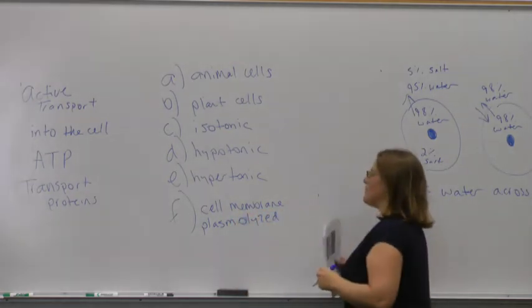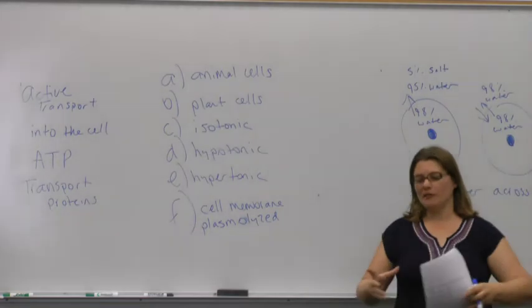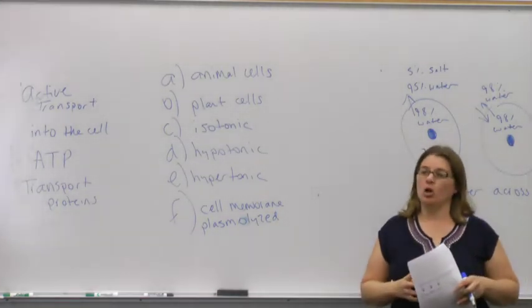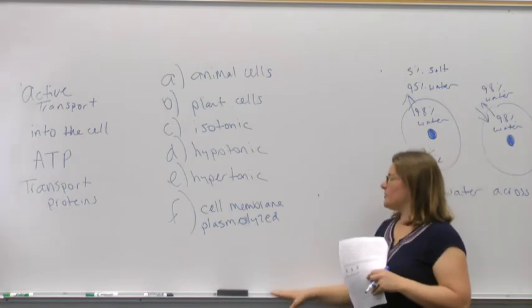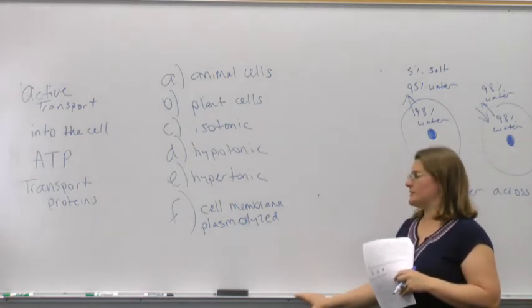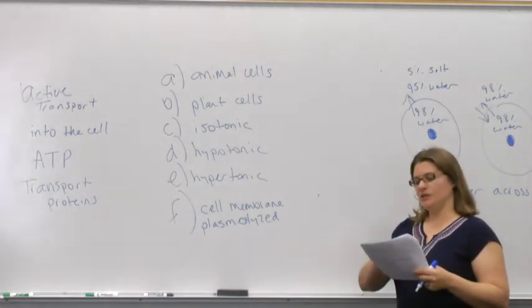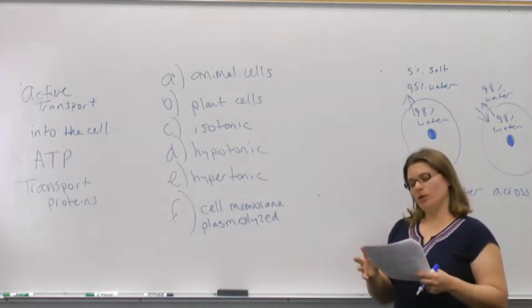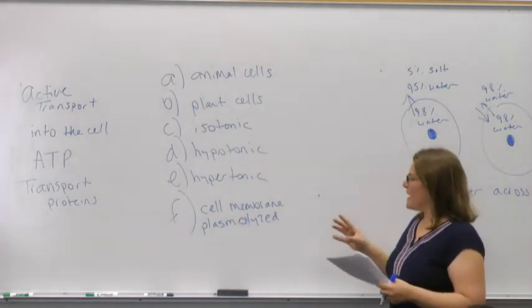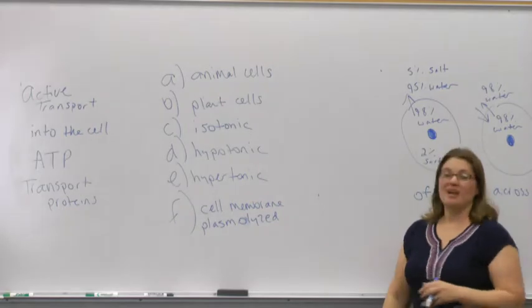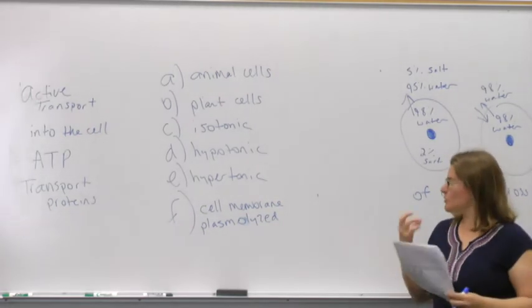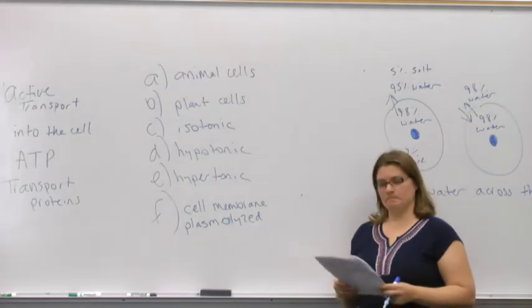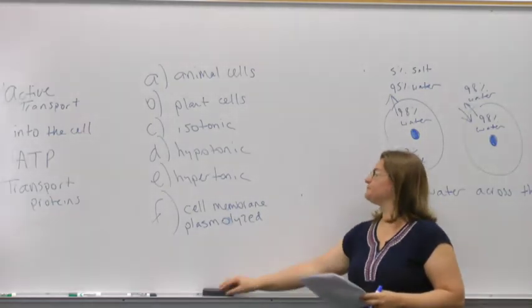Which means that the cell membrane is not only shriveled, but it is pulled away from the cell wall. The cell membrane is plasmolyzed. The most dramatic thing that happens to a plant cell in a hypertonic environment is that it plasmolyzes. The cell membrane rips away from the cell wall. Okay.